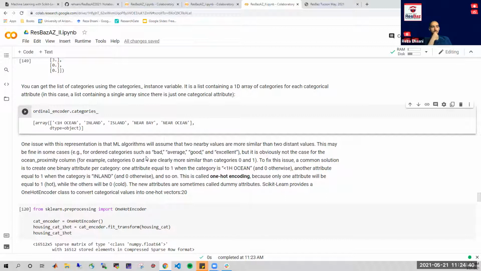To fix this issue, a common solution is to create one binary attribute per category. One attribute equals 1 when the category is less than 1 hour to the ocean, and 0 otherwise, and another attribute equals 1 when the category is inland and 0 otherwise, and so on. This is called one-hot encoding. Because only one attribute will be equal to 1, hot, while the others will be 0, cold, the new attributes are sometimes called dummy attributes. And Scikit-Learn provides a one-hot encoder class to convert categorical variables into one-hot vectors.